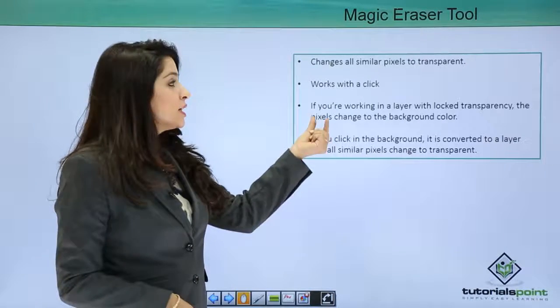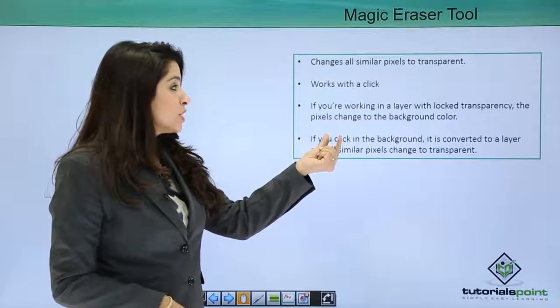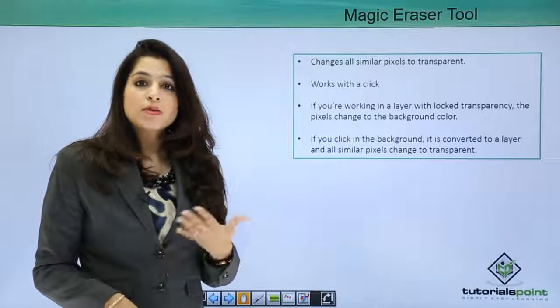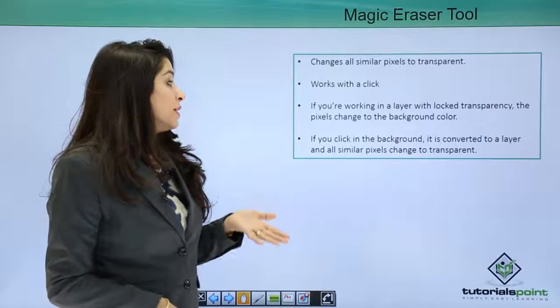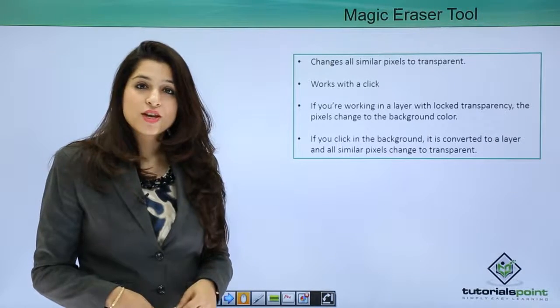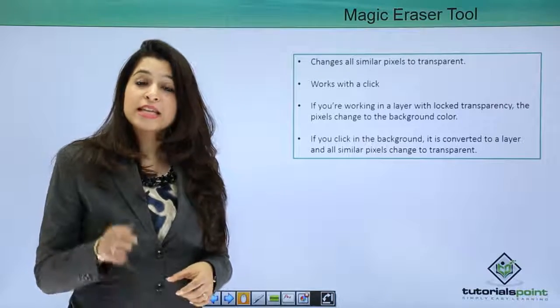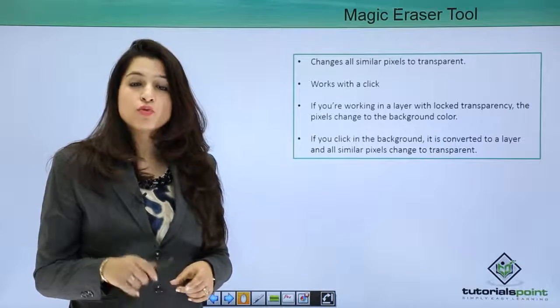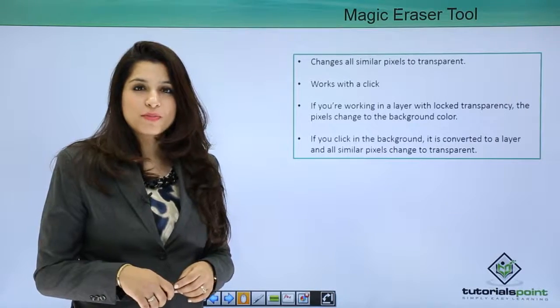So if you're working in a layer with locked transparency, the pixels will change to the background color. But in case you're working otherwise, you will get transparency. So let's go ahead and see how the magic eraser tool works in Photoshop.